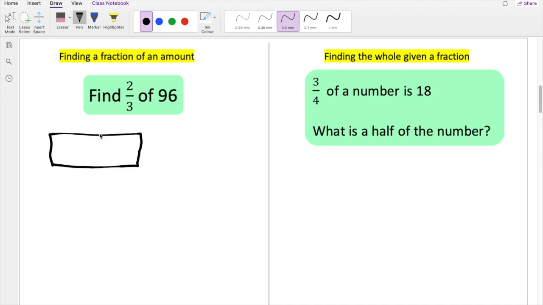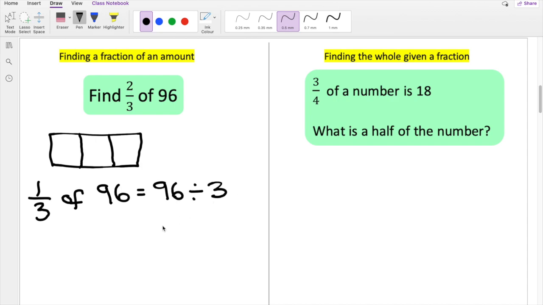Now if we imagine the whole rectangle represents 96 and I need to find 2/3 of it, the denominator tells me how many equal sections I need to split 96 into. And in this example, I need to divide it into 3 equal parts. So, to find 2/3, I can actually start off by finding what 1/3 of 96 is. And to find 1/3 of 96, it is the same operation as splitting 96 into 3 equal parts, which is the same as 96 divided by 3.